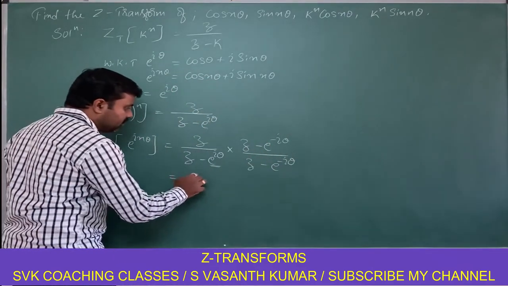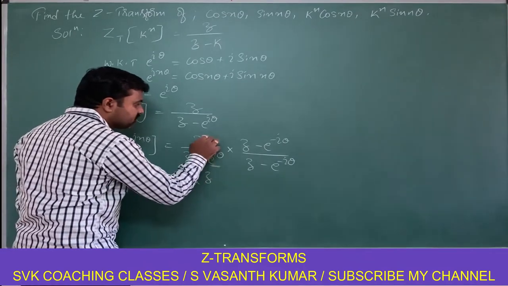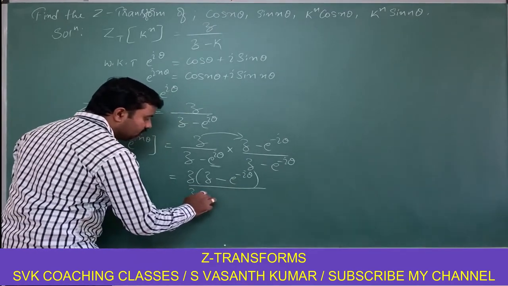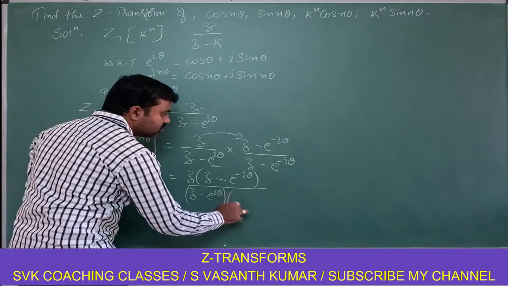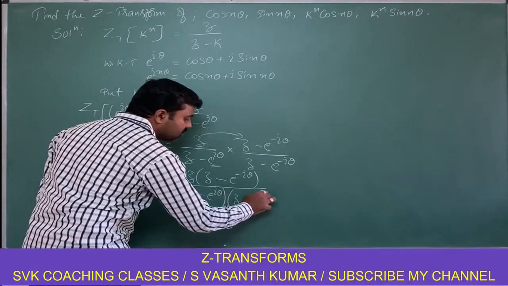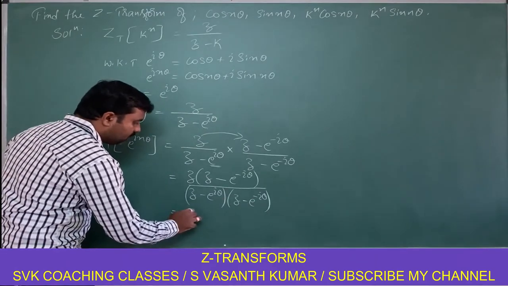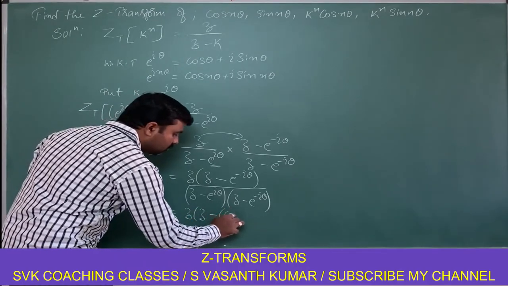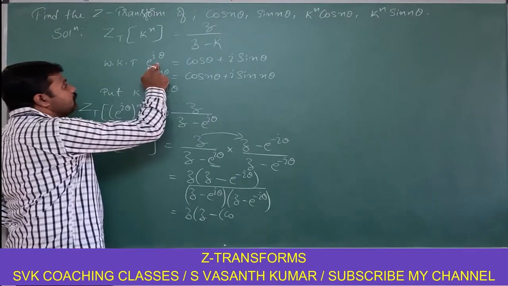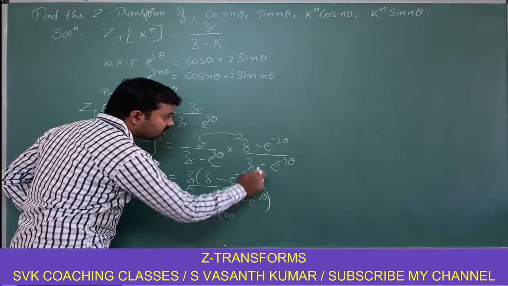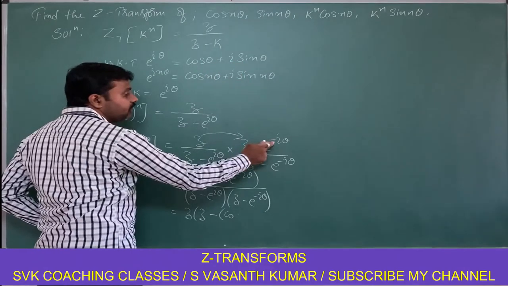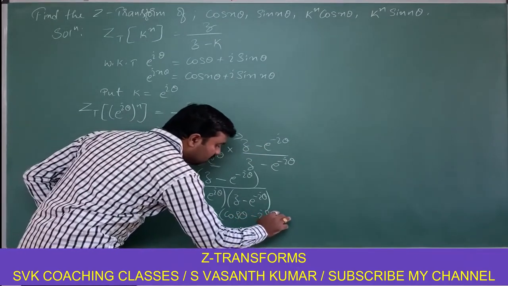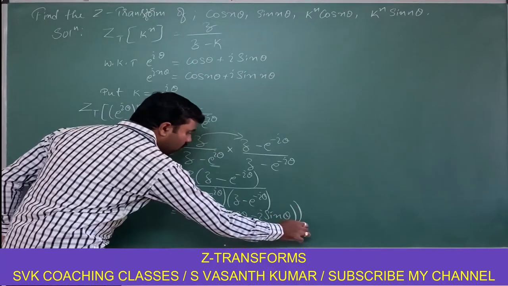So multiplying and dividing by that term, you are going to get z into z minus e power minus i theta, all divided by z minus e power i theta into z minus e power minus i theta. So the numerator will be of the form z into z minus cos theta. This is where we apply the e power i theta expansion. e power i theta can be written as cos theta plus i sin theta. Instead of i theta, we have minus i theta, that can be written as cos theta minus i sin theta.